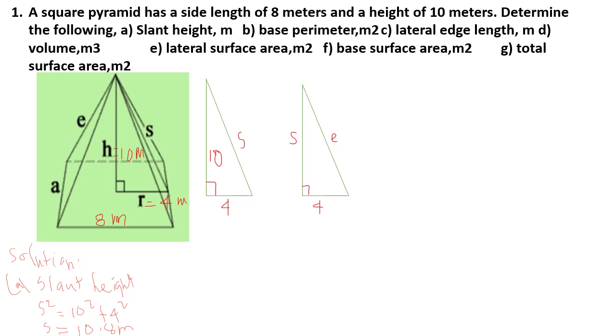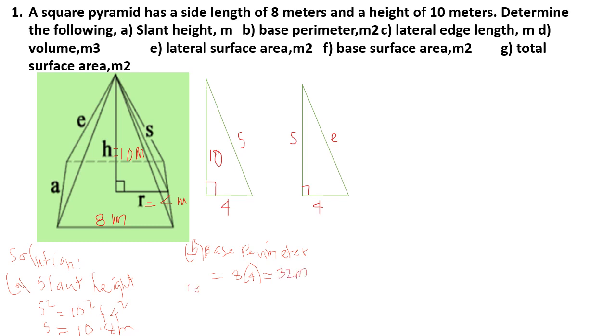For letter B, base perimeter. Base perimeter equals, of course, 8 times 4, since you have the 4 sides and the 8 meters. So you have 32 meters.